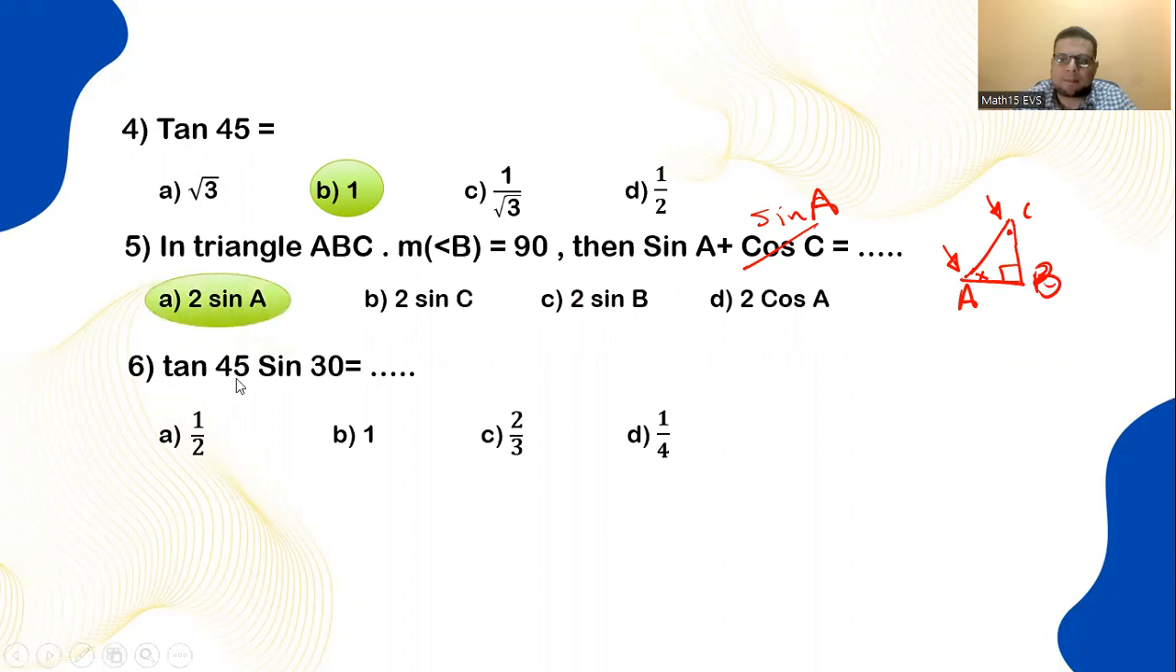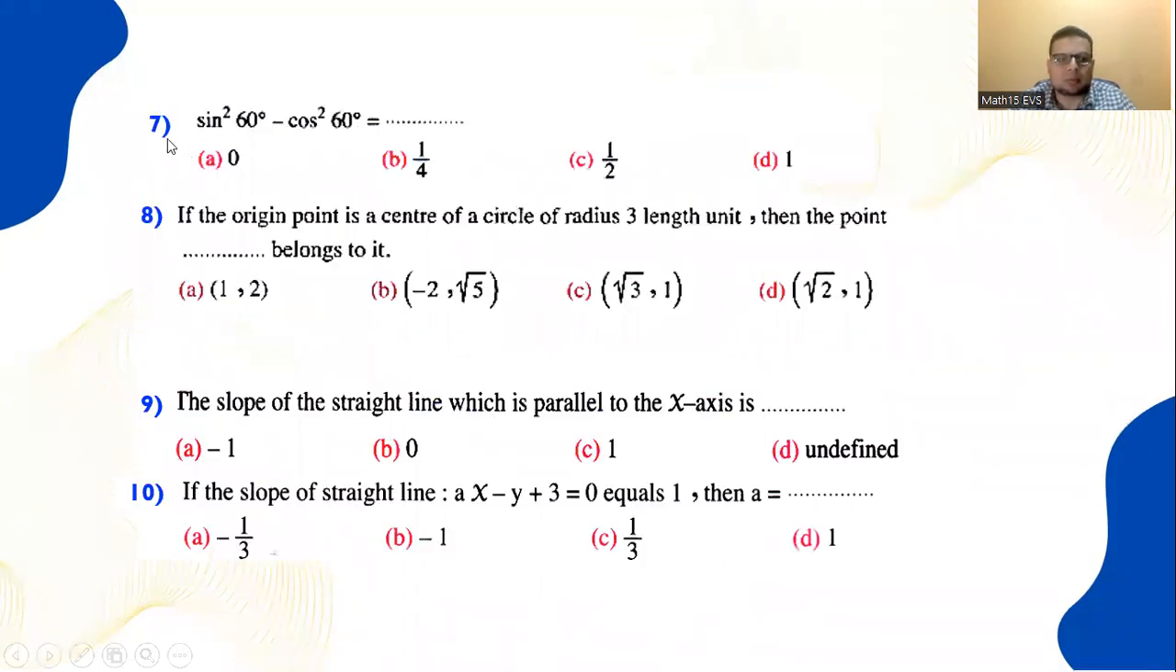Next: tan 45 times sine 30. Then use the calculator, no problem. You will get sine 30 is half, tan 45 is 1, 1 times half is half.